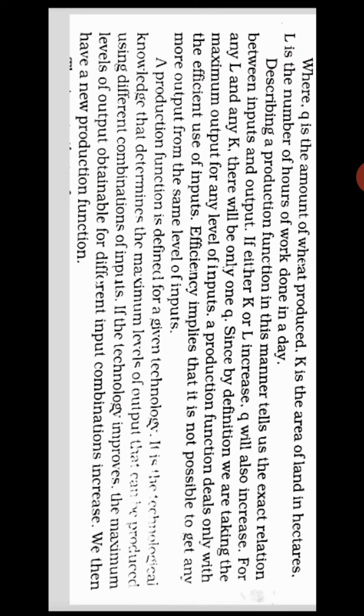L is the number of hours of work done in a day. So how many hours the labor had worked in that field, that is what we are going to study in L. So the simple equation is Q is equal to K into L. K is nothing but the land, and L is nothing but labor, how many hours he worked. Where Q is the amount of wheat produced, K is the area of the land that we already studied.